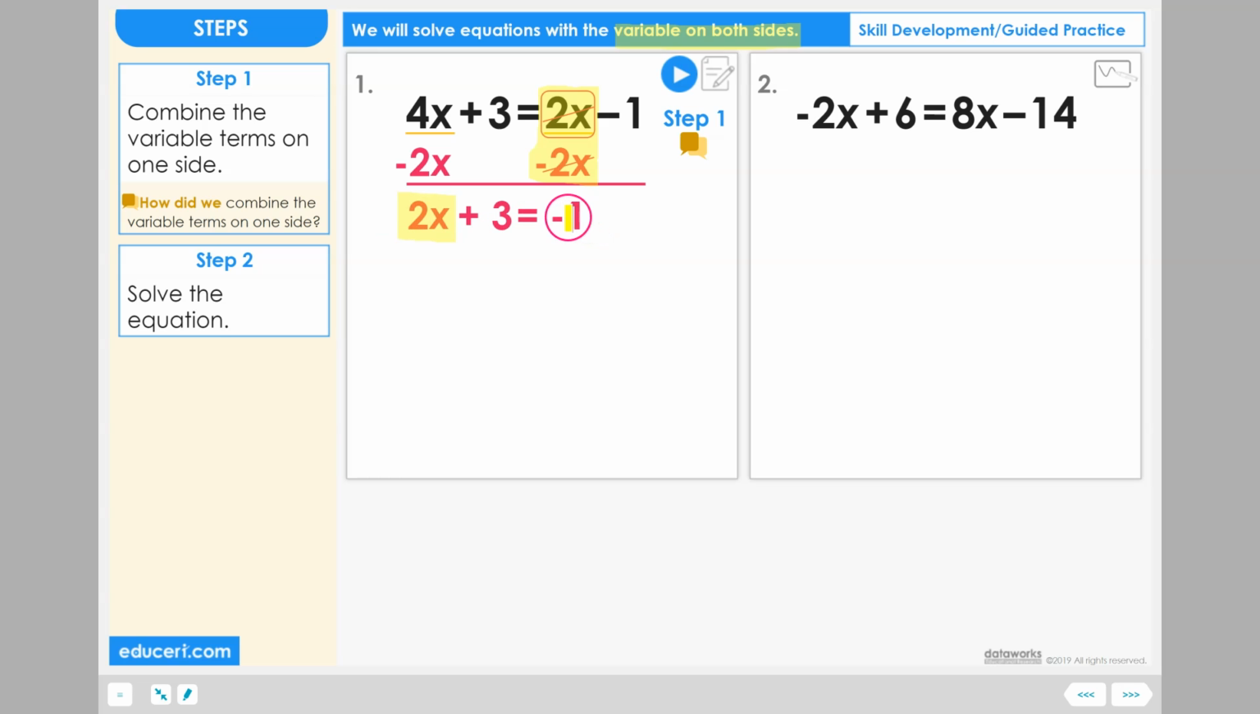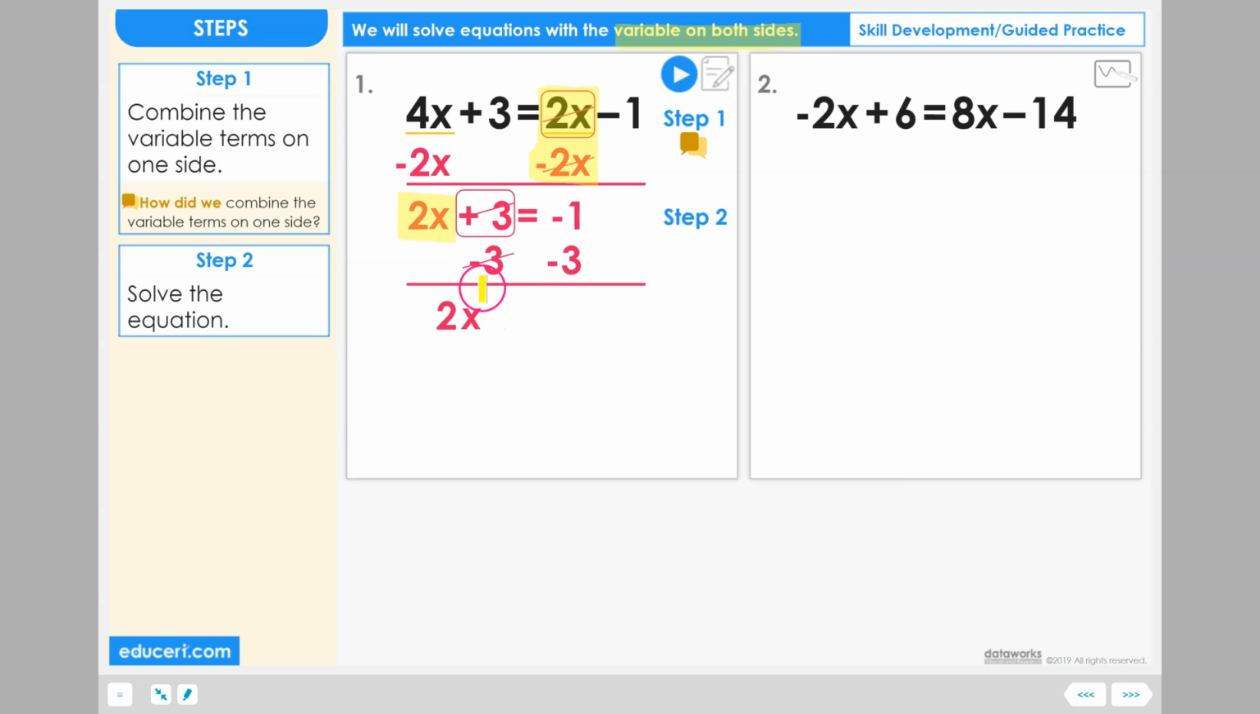Step 2. Solve the equation. We have solved many equations that look like this throughout our program, so let's quickly get the variable all alone. First, we're going to subtract away the numeric term value, which is positive 3, by subtracting 3 from both sides to keep the equation balanced, leaving us on the left side with 2x.